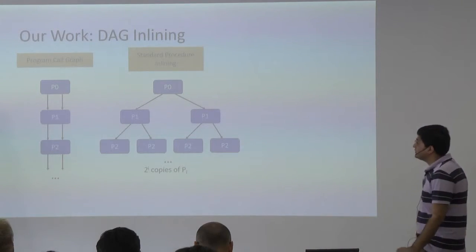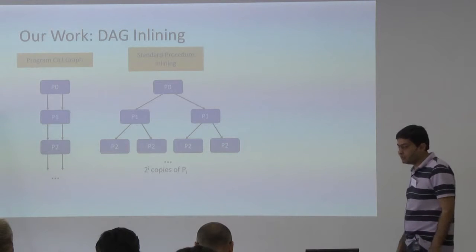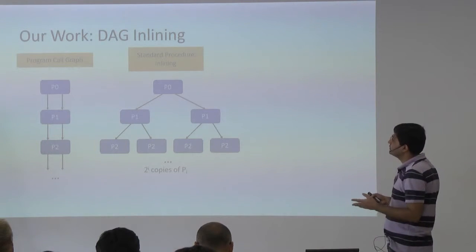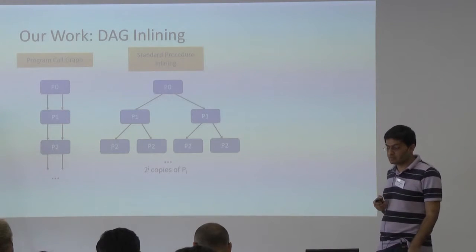You'll create two copies of P1. You'll create four copies of P2. And in general, 2 to the i copies of Pi. So in some sense, you're unfolding the call graph into a tree, and the tree is going to be exponentially sized in the original program.